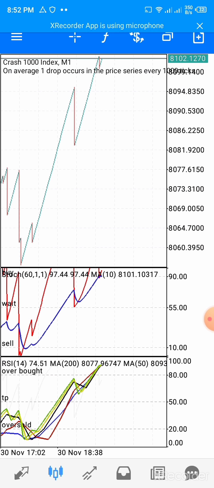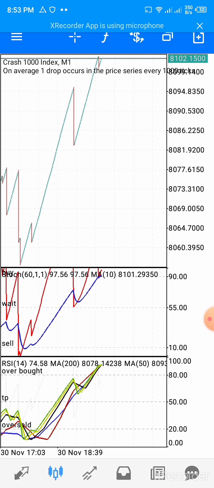Now look at this one. This market is buying, but if anything happens, this market will go down to sell. But let me just take one or two candlesticks in this market and go off. Let me place a buy, take one or two candlesticks and go off. This Crash 1000. You see, I'm making profits. I'll just take one or two candlesticks and close it.